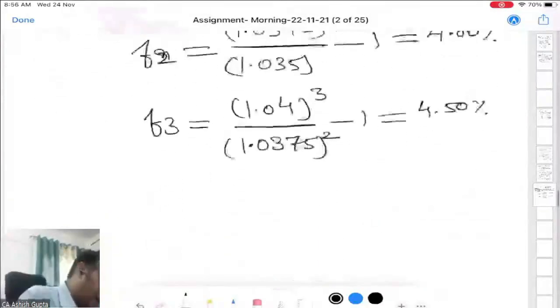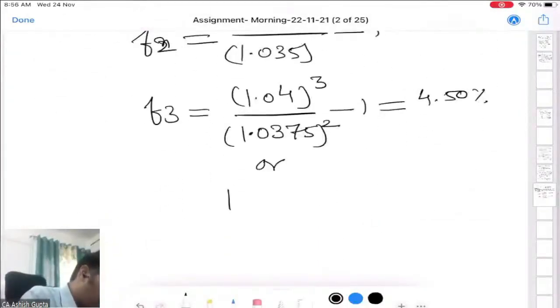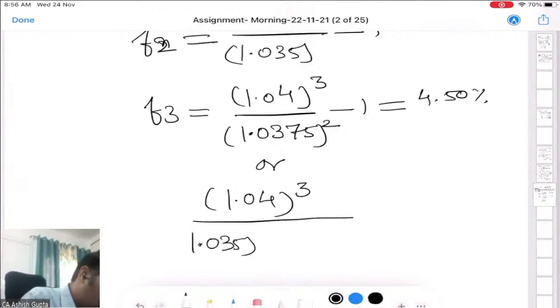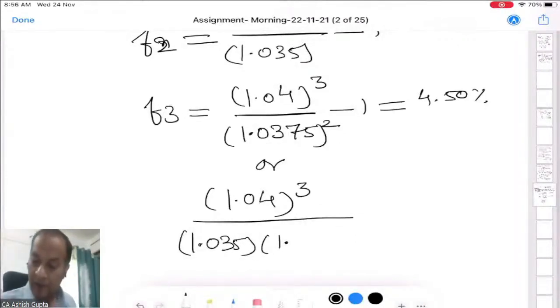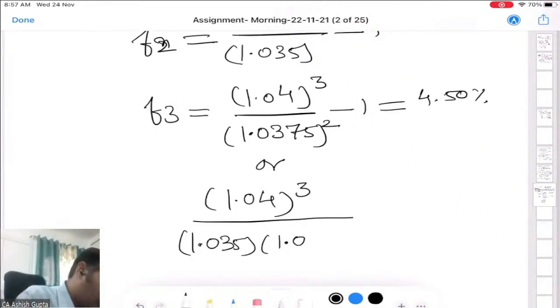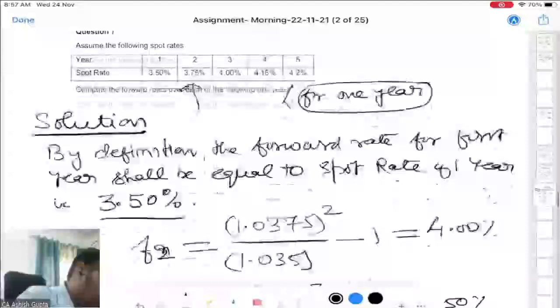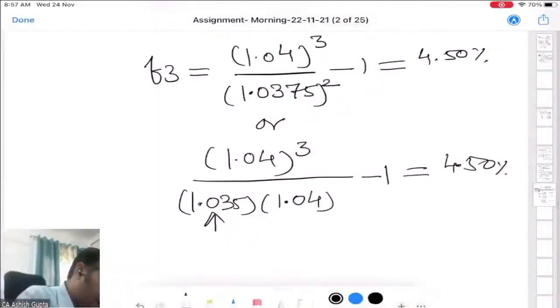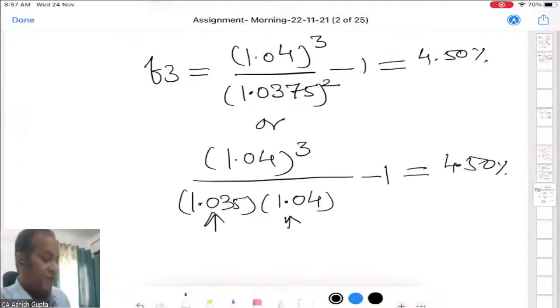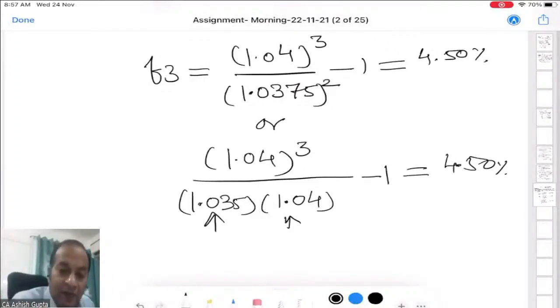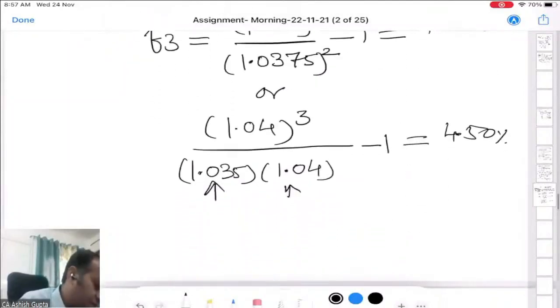Okay, student, we can also do it like that, or 1.40. Because here it is the forward rate for the 1 year, and here it is the forward rate for the second year for the 1 year. So we can do it both ways.